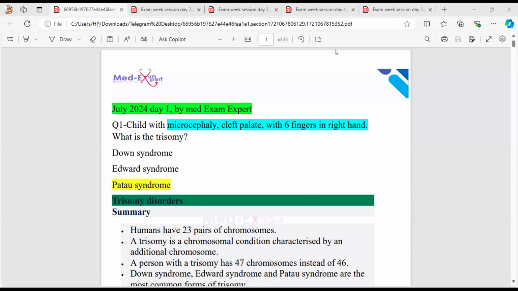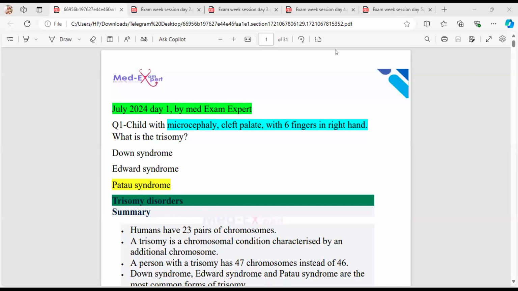So this is our day one. These are the questions which came on day one of the exam week. Our day one will be on 12th August, Monday. Every time the exam starts on Monday, and the last day of the exam is Saturday. So we have 5 sessions in a week, from Monday to Friday.